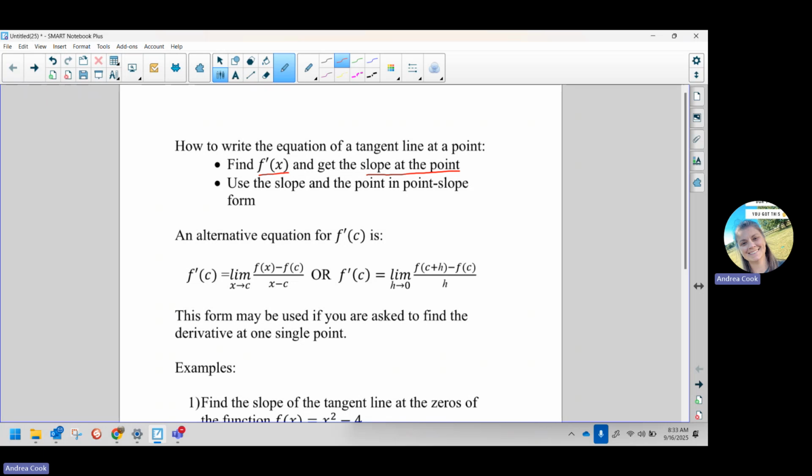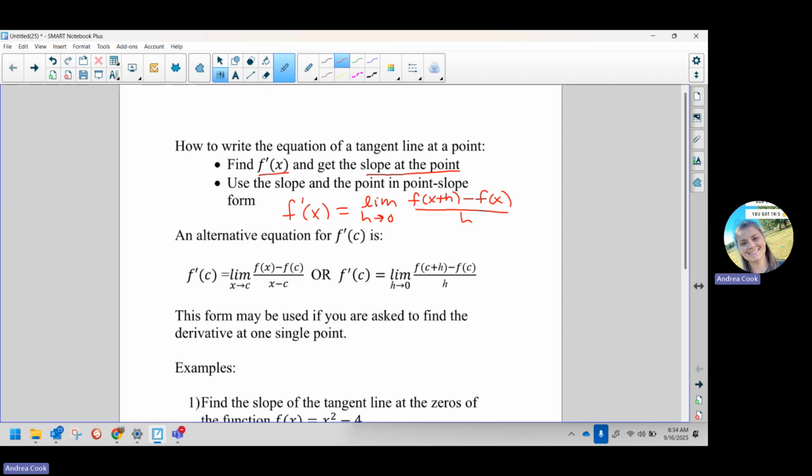We are also going to learn two alternate forms of the derivative that might make finding the derivative at a point easier. Yesterday we learned that the derivative is equal to the limit as h goes to 0 of f of x plus h minus f of x all over h. That is the derivative at any point. Then we plug in the x value to get the derivative at that exact point.